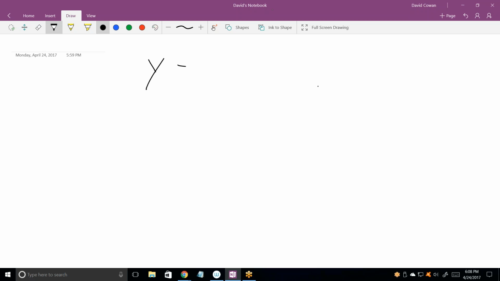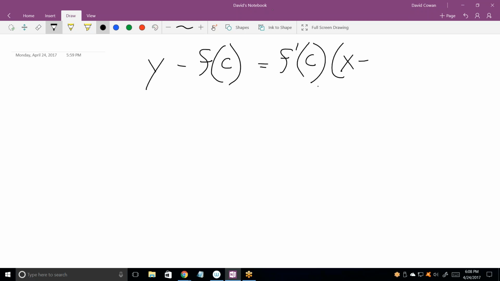y minus the original function evaluated at the point that is close by equals the derivative evaluated at that point times x minus c. Shall we go through a problem? I think I can illustrate all of this with one problem.